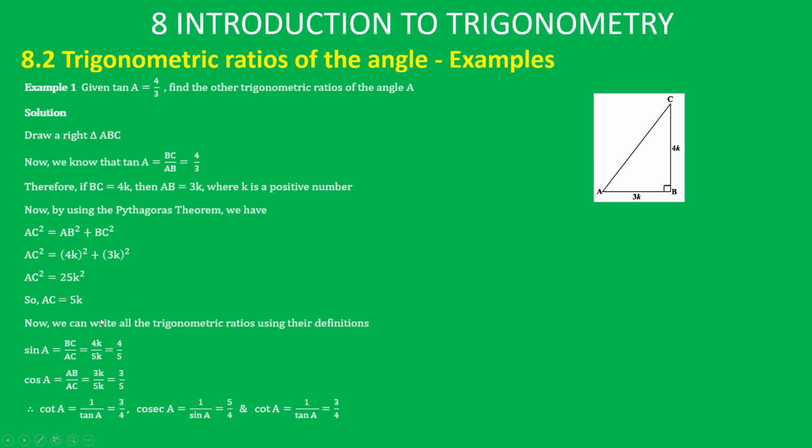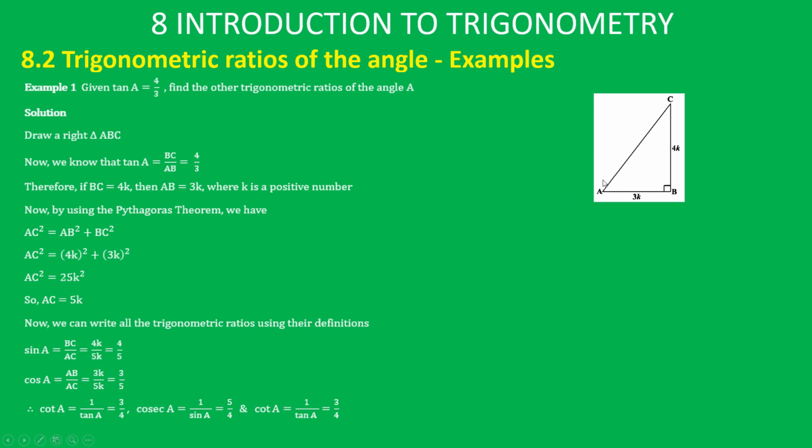You got it, right? Now we can write all the trigonometric ratios using their definitions. If this is 5K and this is 3K, this is 4K, the trigonometric ratios for angle A, we can write all of them. Now, what is sine A? Opposite side by hypotenuse. When considering angle A, this is the hypotenuse, this is the adjacent side. Sine A is equal to opposite side BC by hypotenuse AC, 4K by 5K, which is 4 by 5.